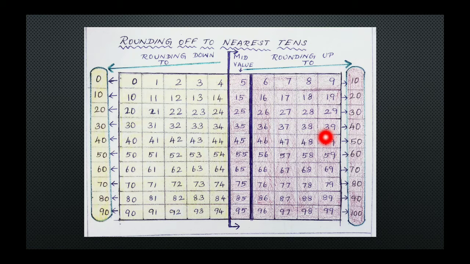39 lies between 30 and 40. It is greater than the mid value 35. So 39 should be rounded off to 40. 62. 62 lies between 60 and 70. It is less than the mid value 65. So it is being rounded off to 60.